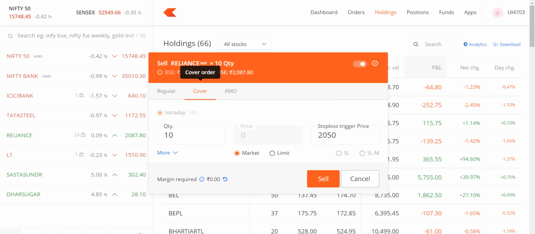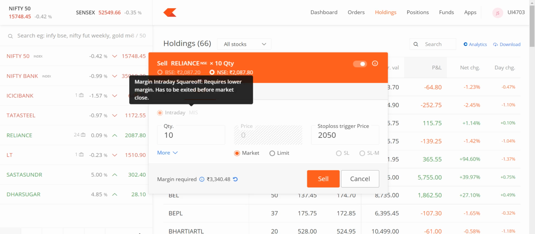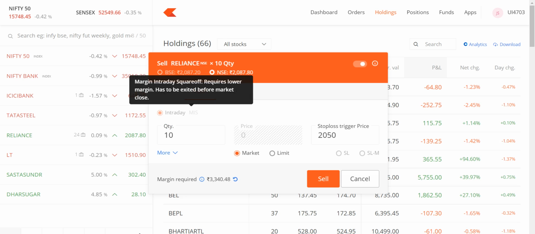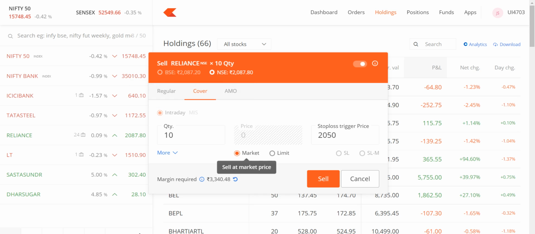When we click on cover, the cover order is only for intraday trades. In intraday trades, you have to square off your position within the day. Okay, so here the option is there, like if you want to buy at market price, you can buy at market price. If you want to place a limit order, you can place it with some discounted price of that particular stock.